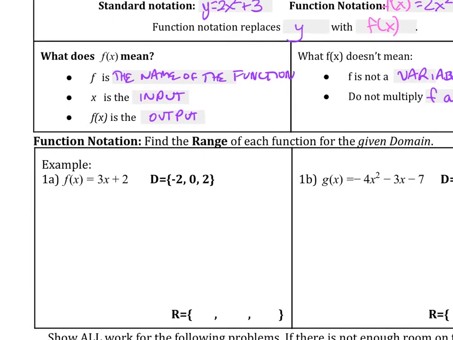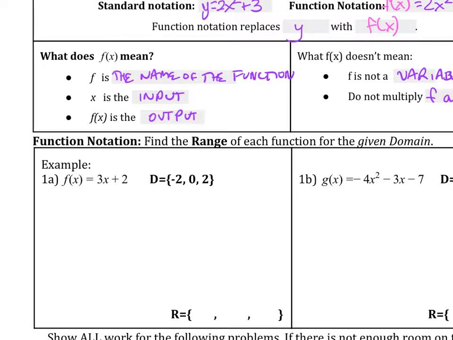So let's try this example first. f of x equals 3x plus 2. We're supposed to find the range of each function, but more so I want to focus on being able to plug in and then solve for that y value. Domain represents our x value, so we're going to take that and plug that in. We'll do the first one: f of negative 2. Wherever I see the x value, I'm going to put negative 2 in place of it. So 3 times negative 2 plus 2, and then I simplify. 3 times negative 2 is negative 6, plus 2, and so that equals negative 4.